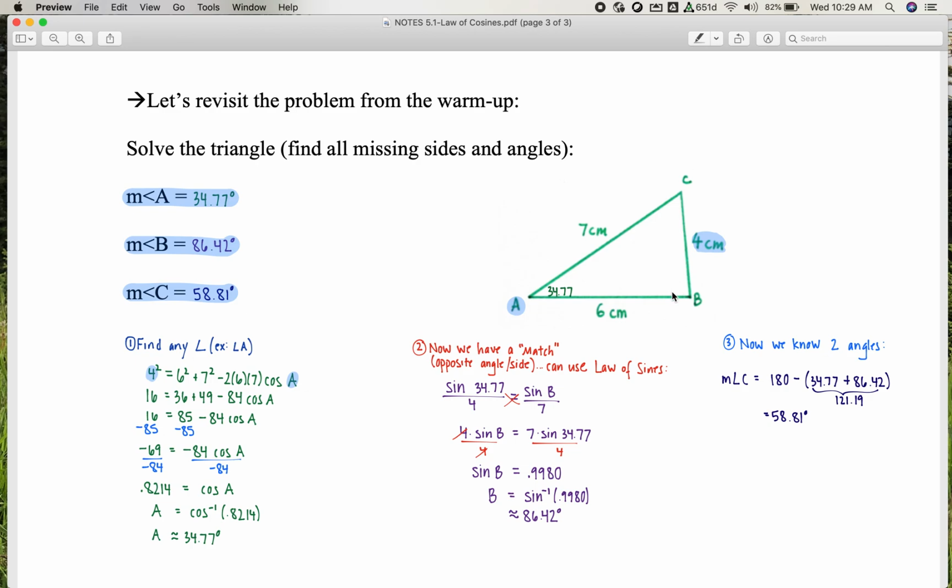And just like always, when you know two angles in a triangle, we can always find the third angle by adding the two we know together and subtracting from 180 to find that third angle, leaving us with C equals 58.81.